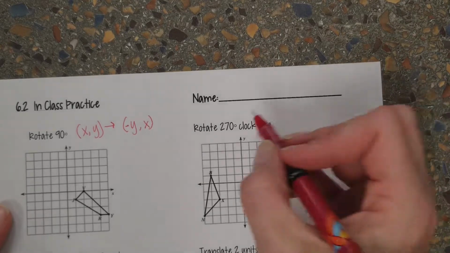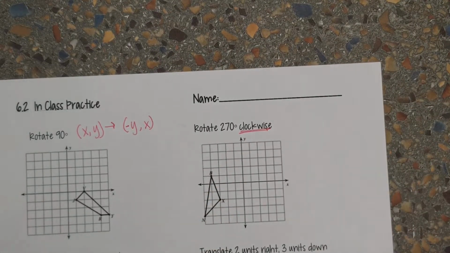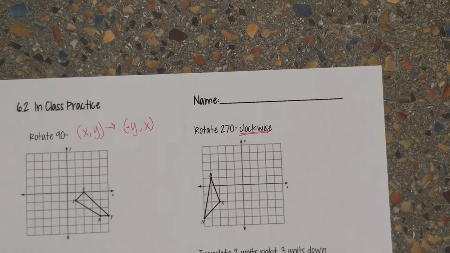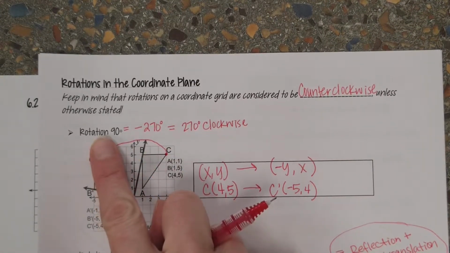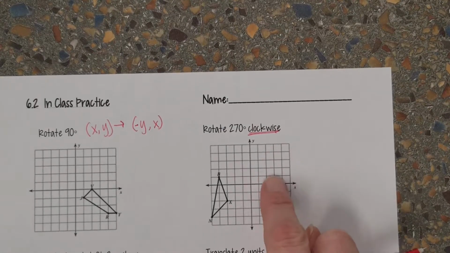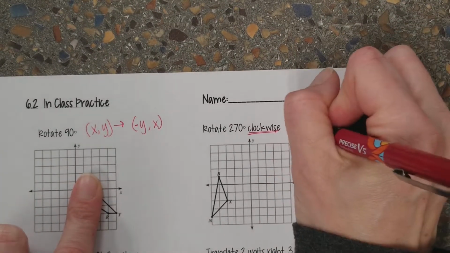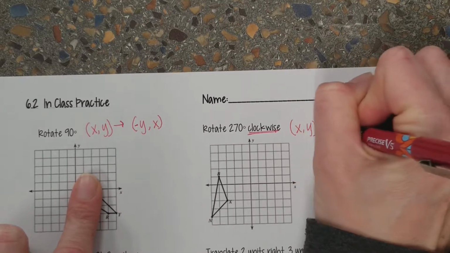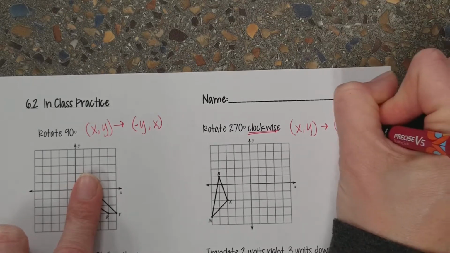Okay, this one is a rotation of 270 degrees clockwise. So if you look back at your notes from the rotation, you will see right here that we said a 90 rotation is the same as a 270 clockwise. So that means that this one is exactly like this one. It's doing the same thing. So this one you're going to start with your point and you're going to switch them and then change the sign of the first one.